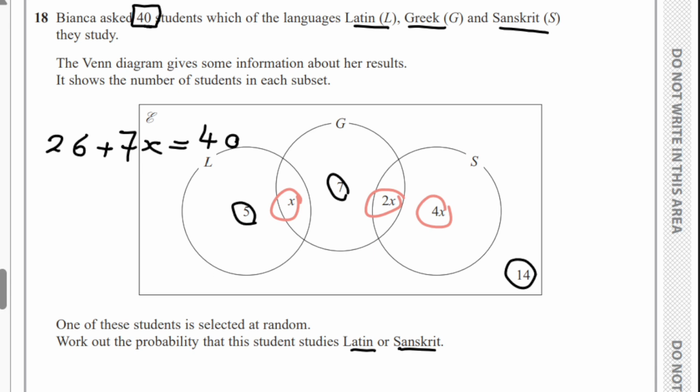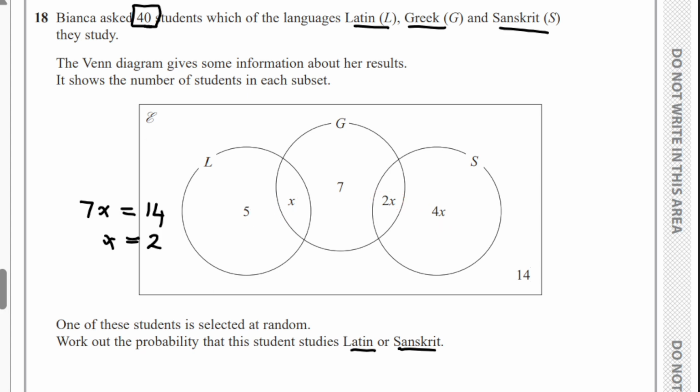Ask yourself, 26 plus what makes 40? 26 plus 14 makes 40. That means this 7x is equal to 14. That means x is equal to 2. That's very good job. We did a lot of work. Now, let's just write these in numbers.